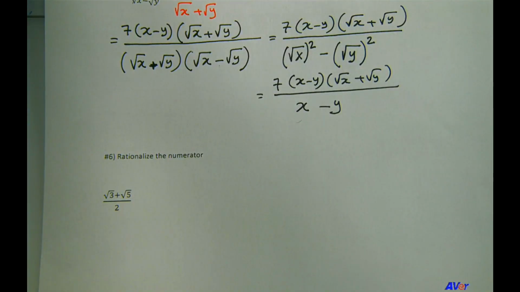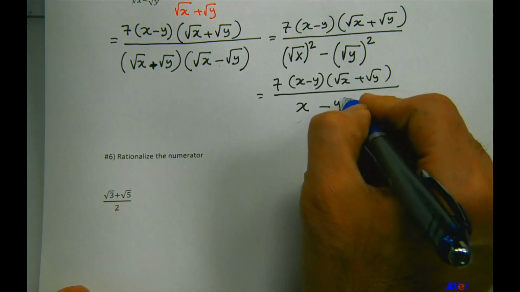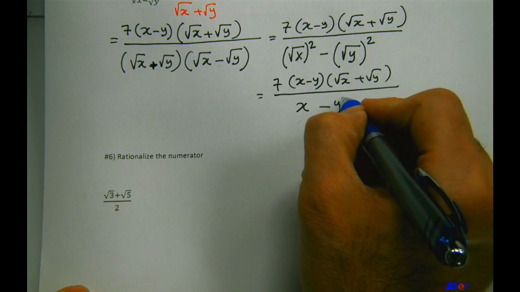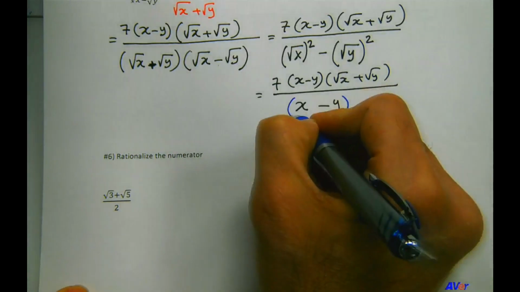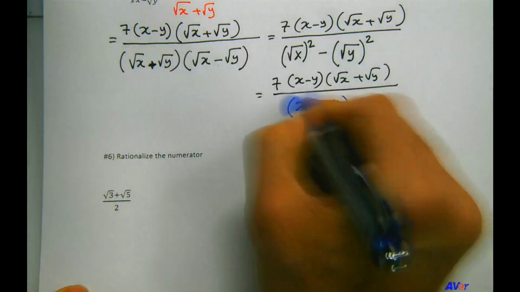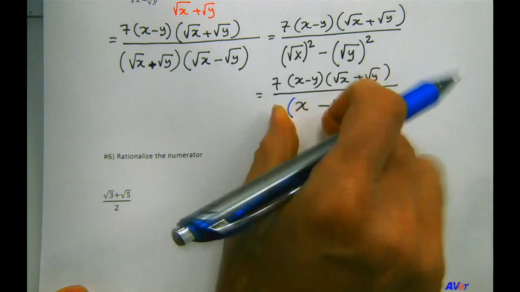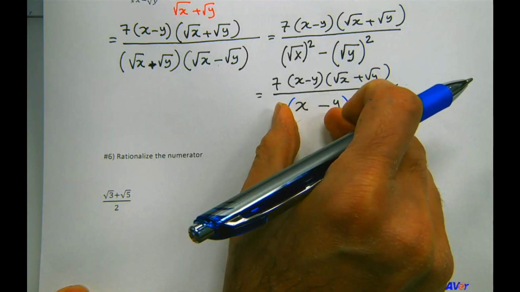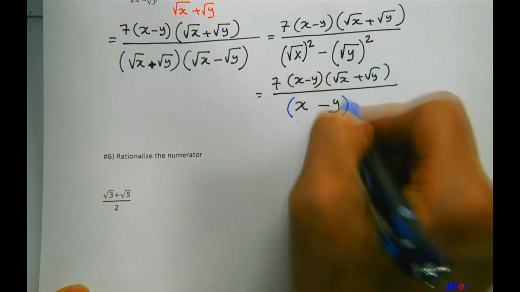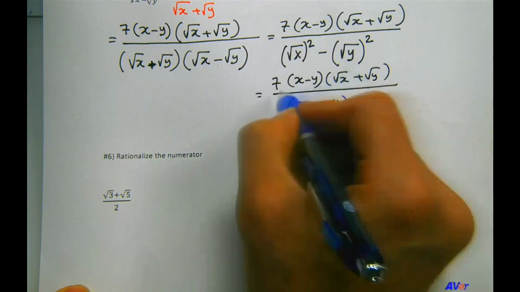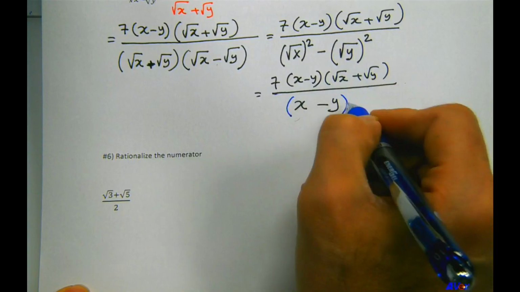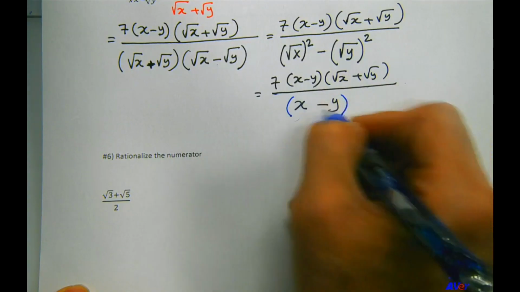Absolutely. Take a look at the denominator. If you imagine, you don't have to do it, but if you imagine a parenthesis around it, you don't need the parentheses because this fraction line groups x minus y anyway. So you don't need the parentheses. But it's not inaccurate if you put the parentheses around it.